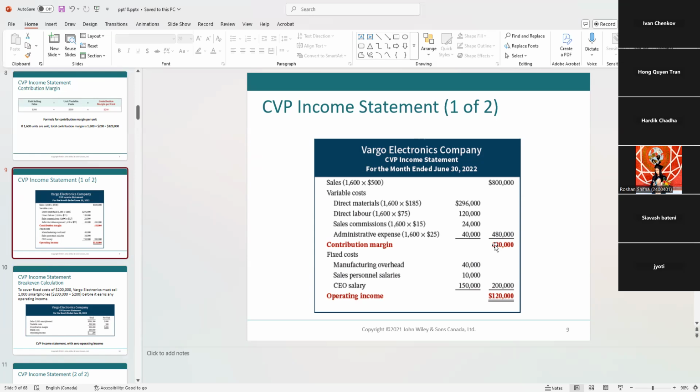Is the 320 enough to cover our fixed cost here? Yes, it is. So we have operating income. At every point, we're looking at whether our contribution margin is more than the fixed cost. If we generate enough contribution margin from sales minus variable cost to cover the fixed cost, we're going to see profit or income. If that's not happening, then we're going to see a loss.